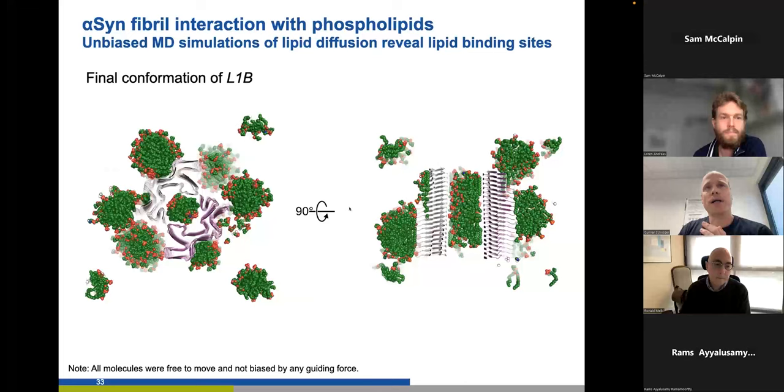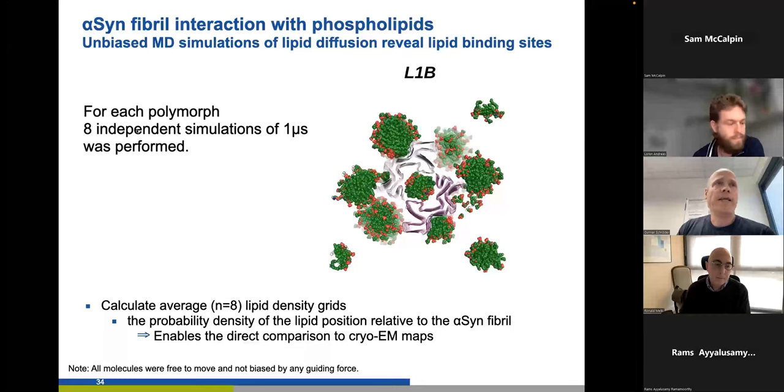You also see this is the side view here. This is the fibril axis. You see how they sit on the surface and also crawl into grooves and into the void inside the fibril. So we have 8 independent simulations, each 1 microsecond, for each of the 6 polymorphs. So quite a lot of simulation. And then Benedikt calculated a lipid density grid. So we produced a density distribution calculated from the MD simulations to show where the lipids end up. And this helps us to compare these results to the cryo-EM maps.